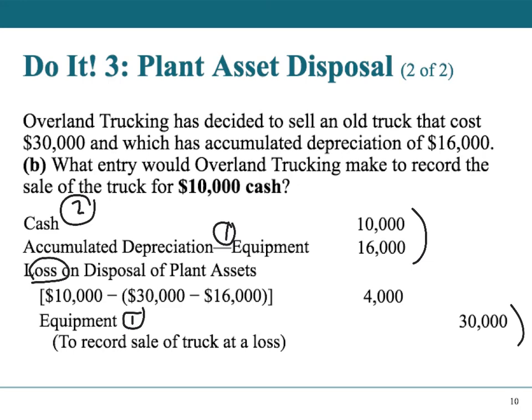Okay? Or you can also compare it this way. Your book value, what's the book value? It's cost less accumulated depreciation, which is 14. So the value on your books is 14. You only received 10 for what you sold. Uh-oh, we're in the hole, or we're in the loss of $4,000.